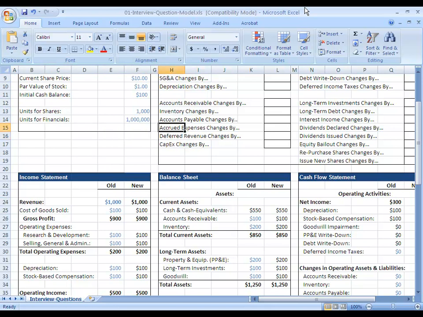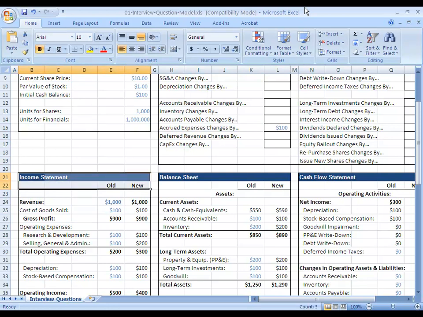So let's just go through the three financial statements now. I'm going to enter accrued expenses changes here. So first we're going to go through an example of an accrual, and then I'm going to show you how a company would actually pay out accrued expenses once they're actually owed in cash. So I'll enter 100 here.